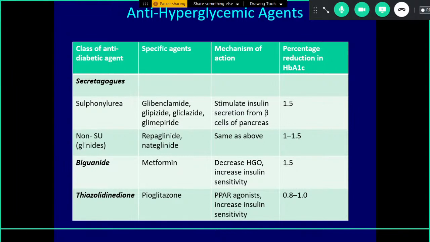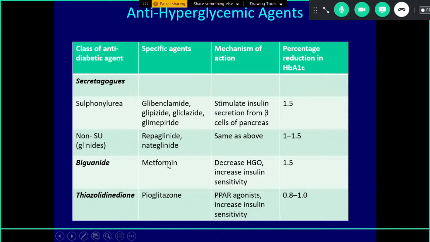There are non-sulfonylurea insulin secretagogues, the glinides, which are repaglinide and nateglinide, relatively milder. I think nearer 1% than 1.5% for repaglinide. Nateglinide is even milder than that. And they are short acting, so they're less likely to cause hypoglycemia.